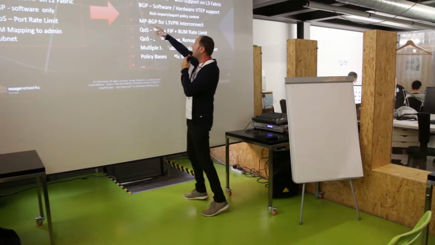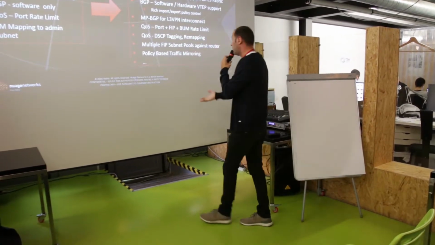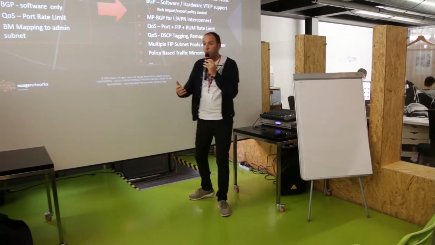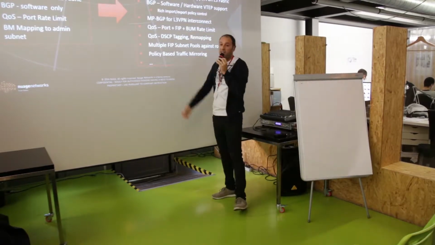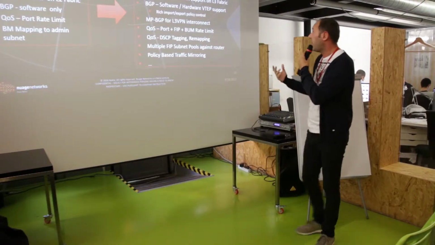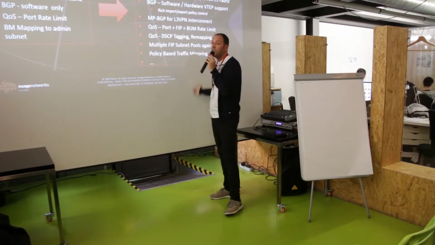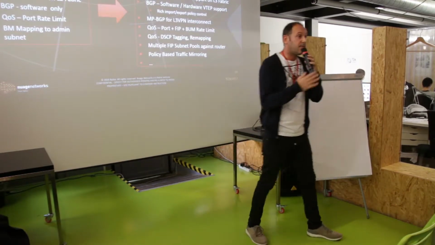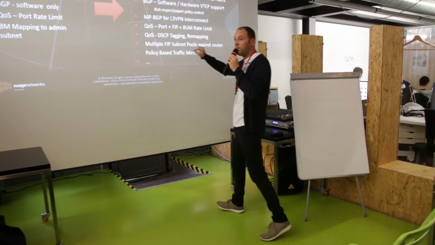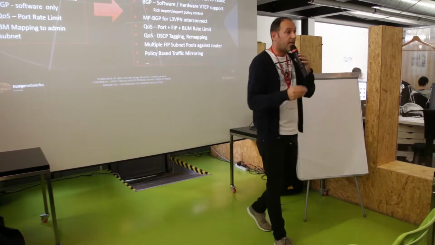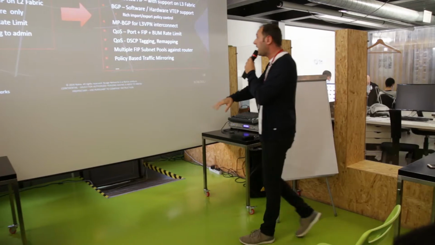We can extend our domain, our virtual router, also to a physical router. About the QoS, we can do rate limiting on this, but we have a very flexible QoS, so we can do tagging, remapping, and so on. This also is important: policy-based traffic mirroring. What that means is that I can define a policy and say this traffic, please mirror on this mirroring object. The mirroring object can be a physical interface, a logical interface, an address in the underlay, whatever you want.